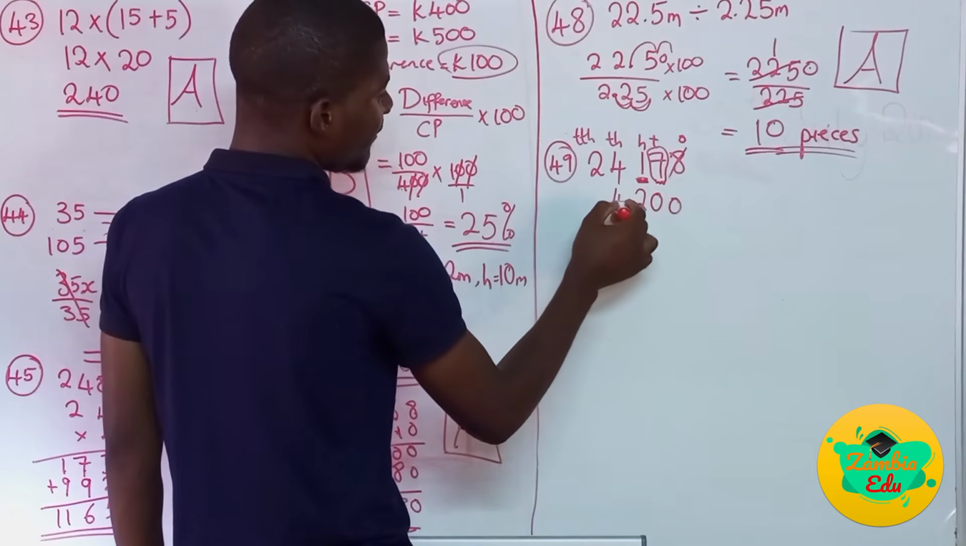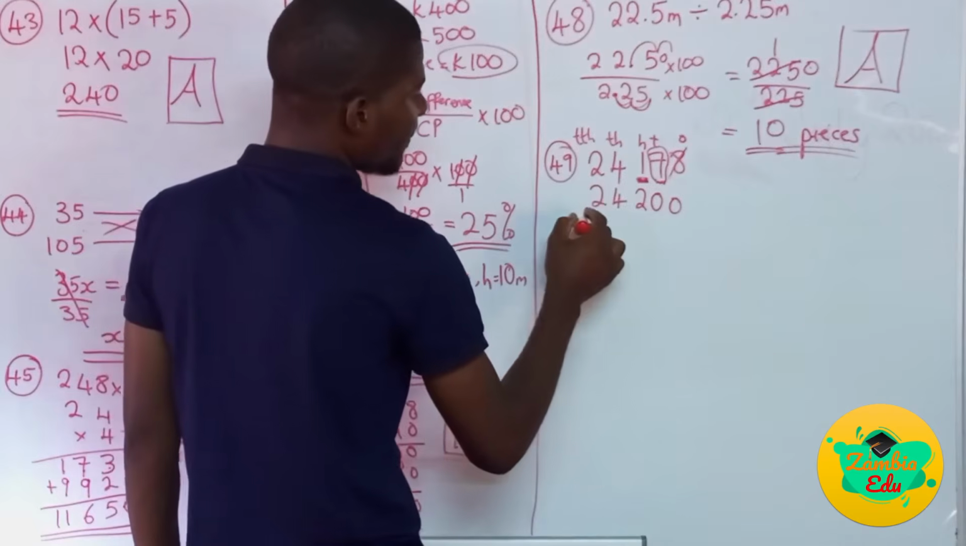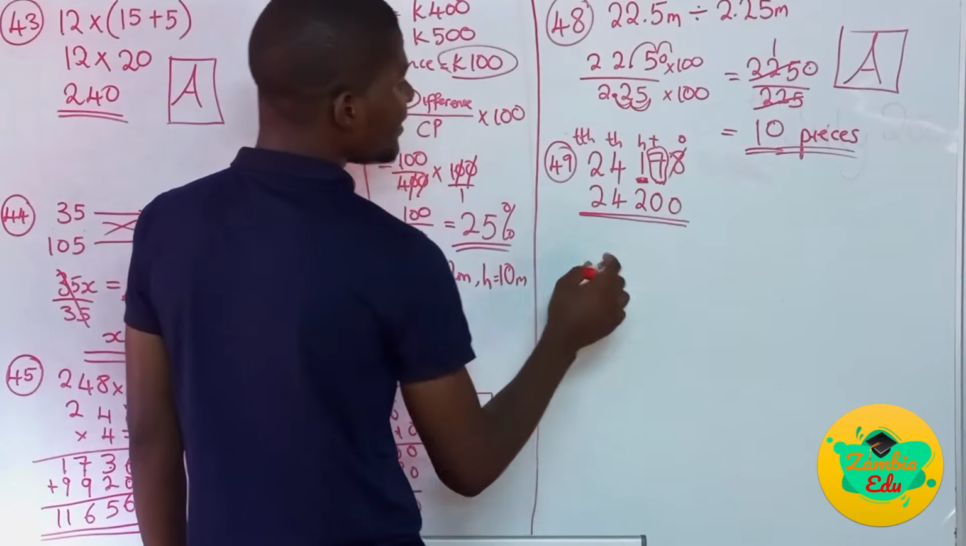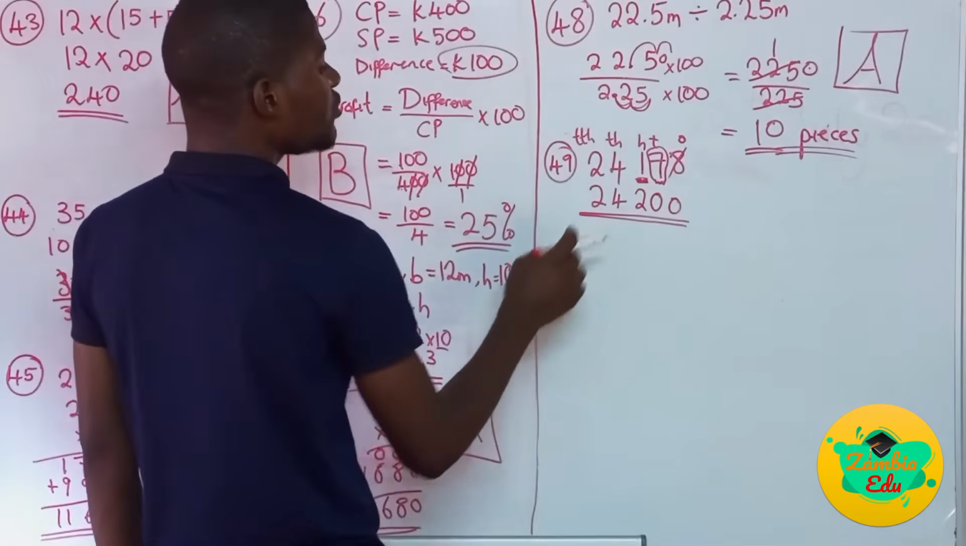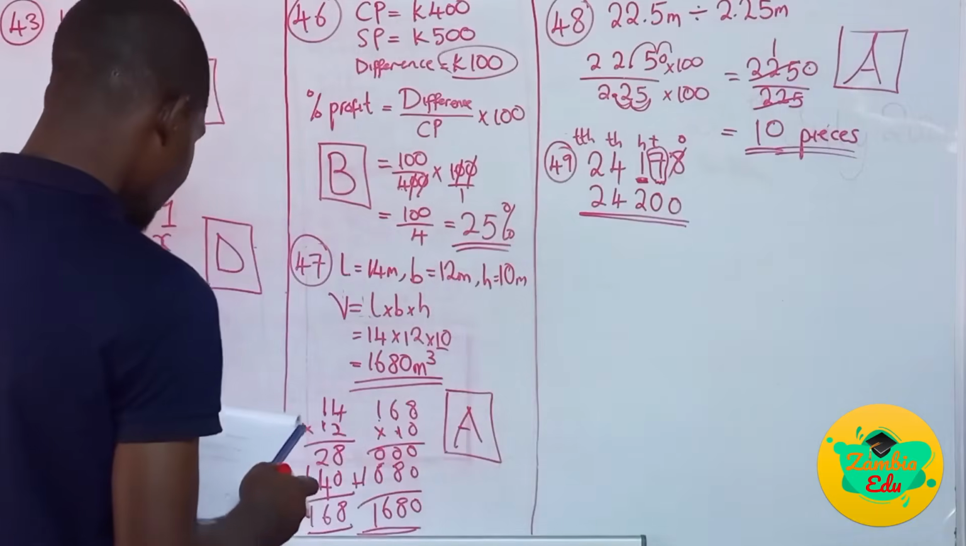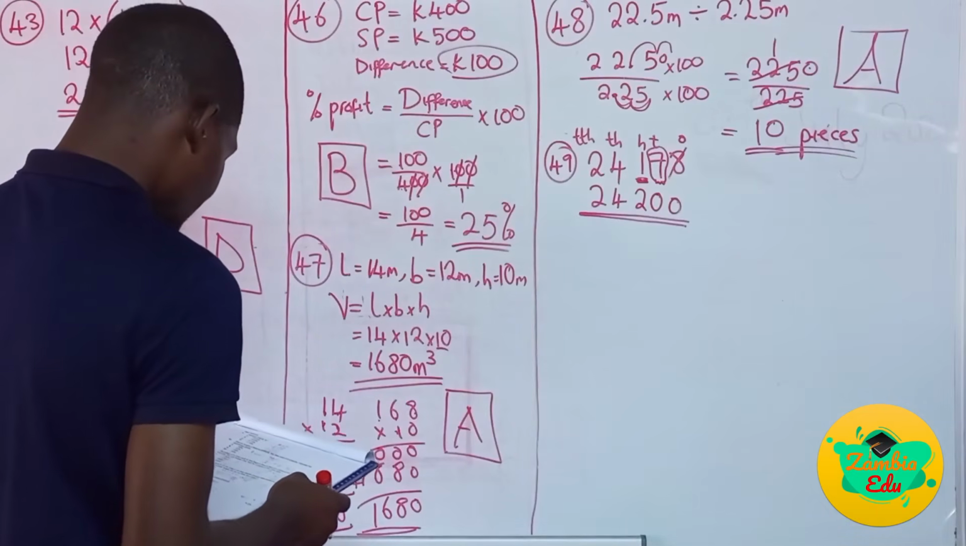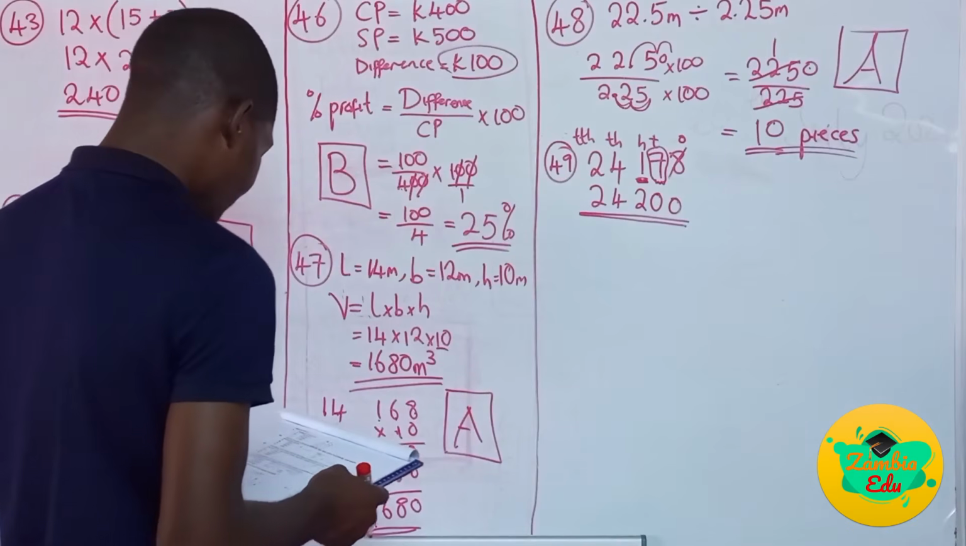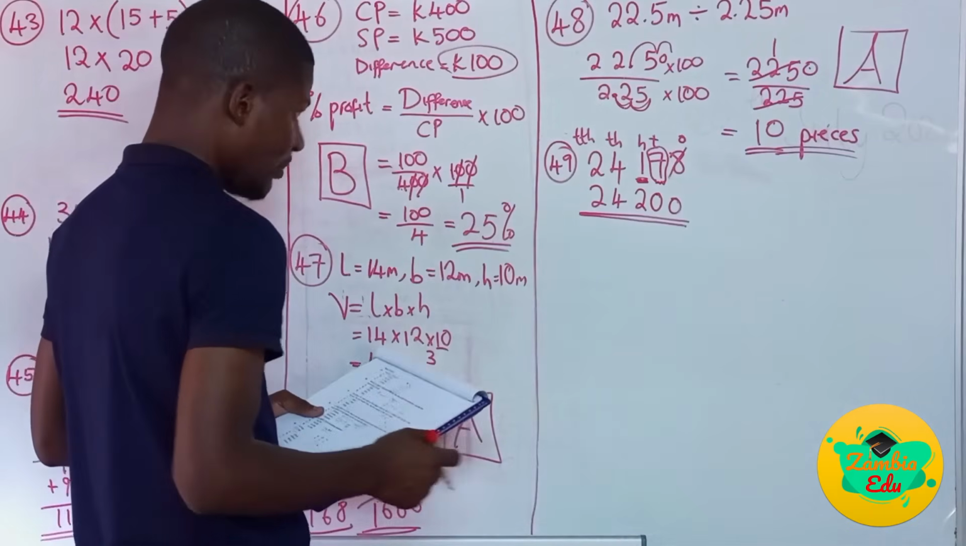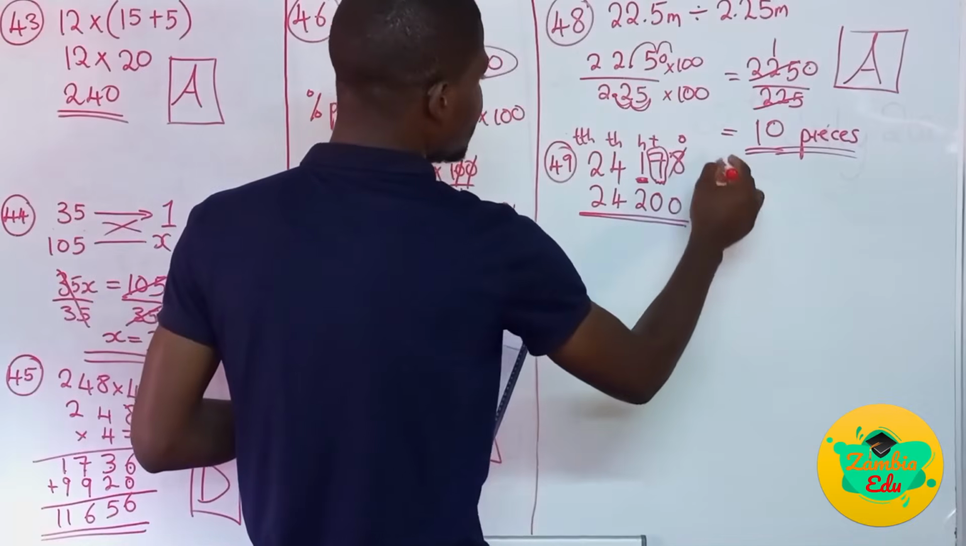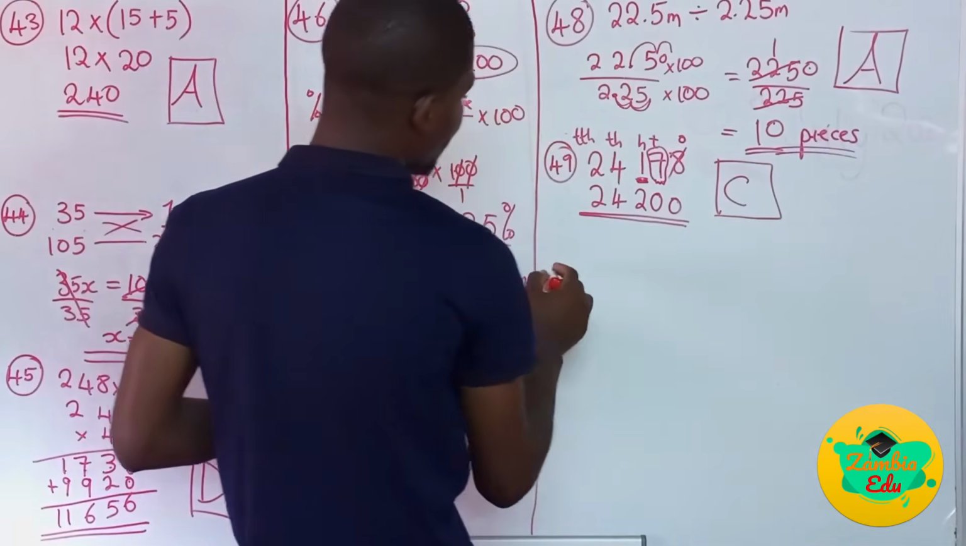Then we continue with 4 and 2 there, and the nearest 100 of that number becomes 24,200. 24,200 was represented by option C. So for question 49, the answer was C.